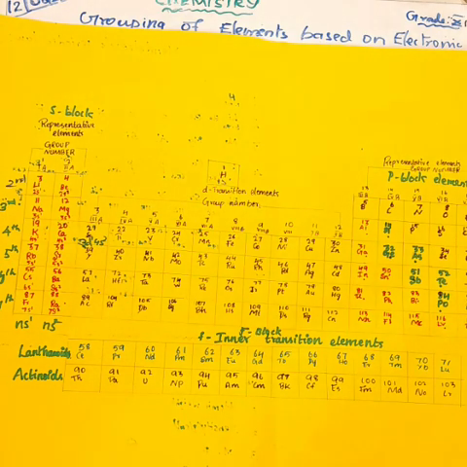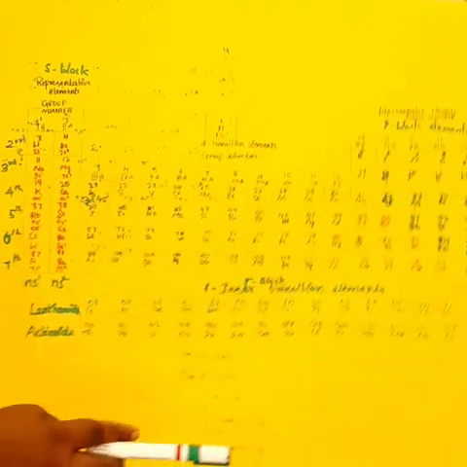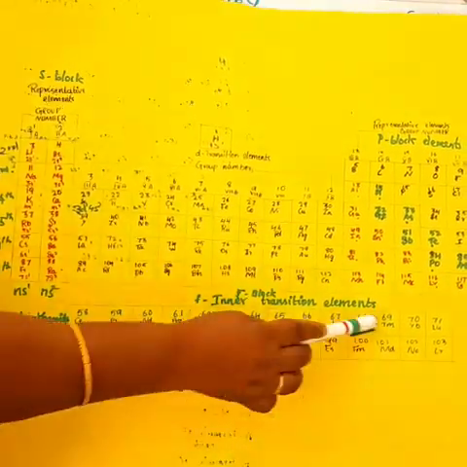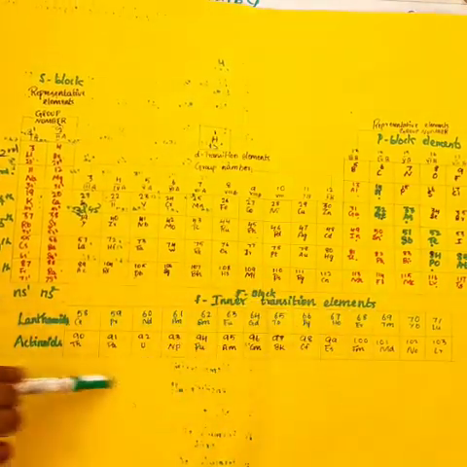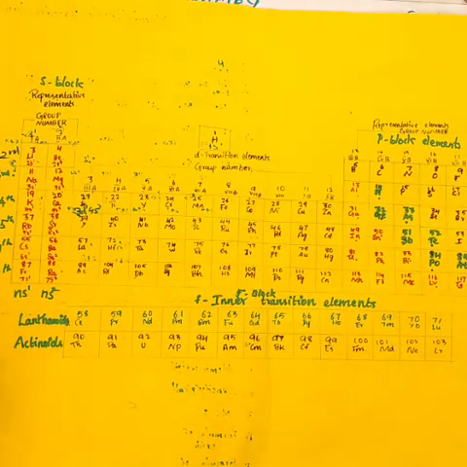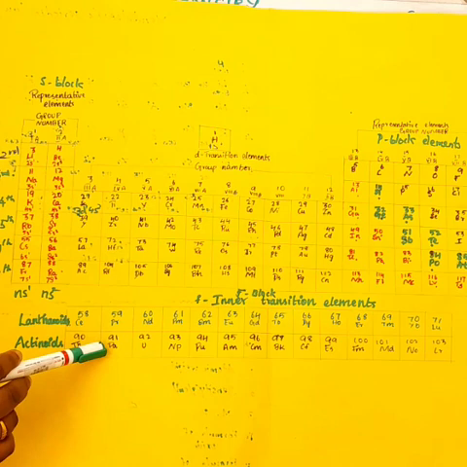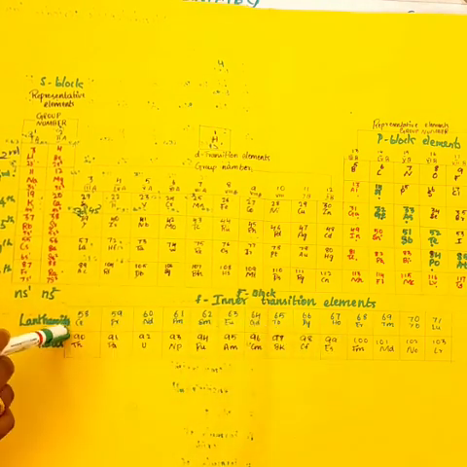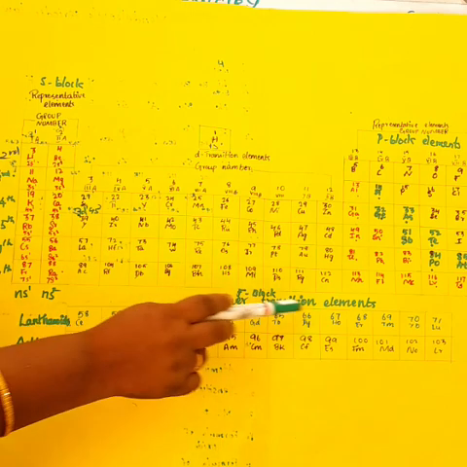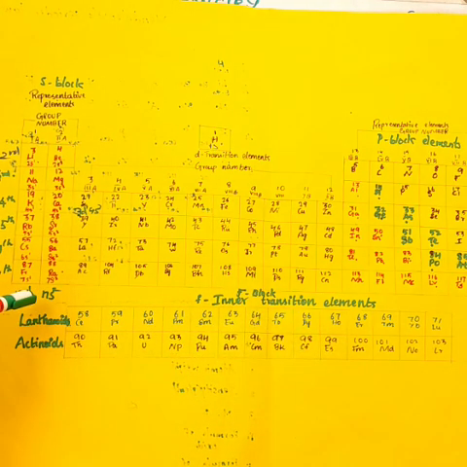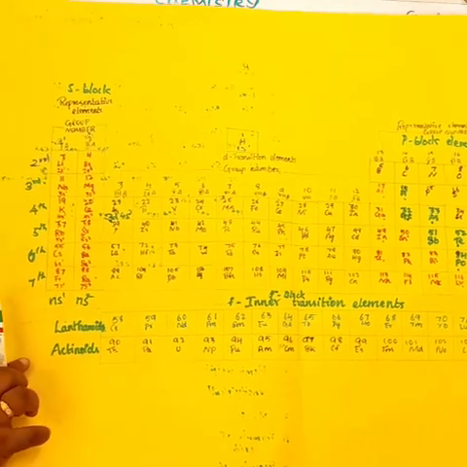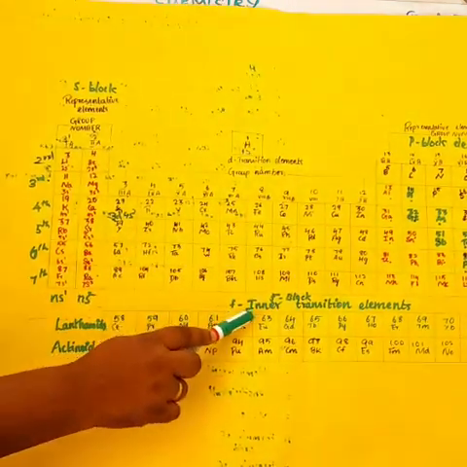Down the periodic table, two periods are placed separately. These are called the inner transition elements or F block elements, because their outer shell electrons enter the F orbital. They are placed between the transition elements, so they are otherwise called inner transition elements.